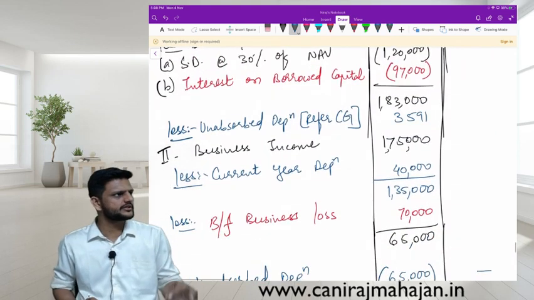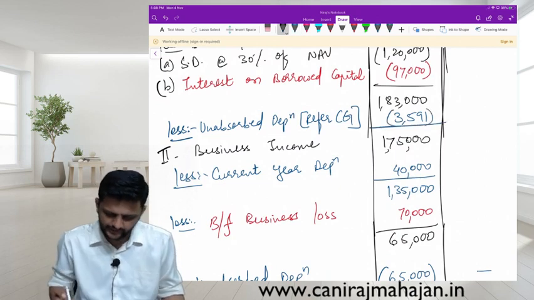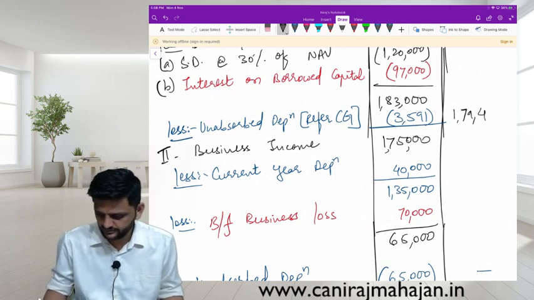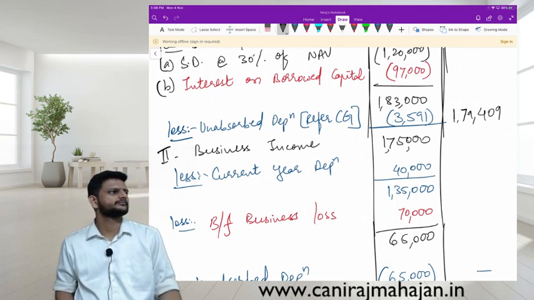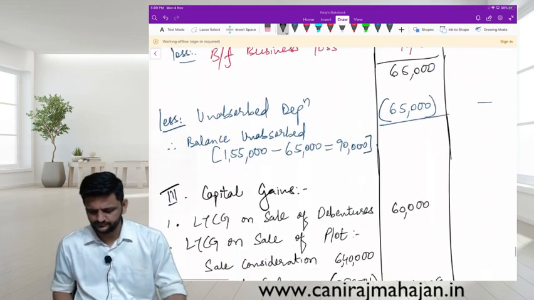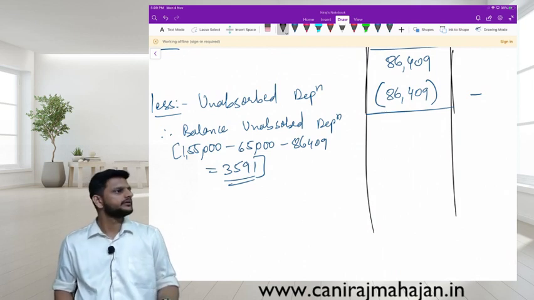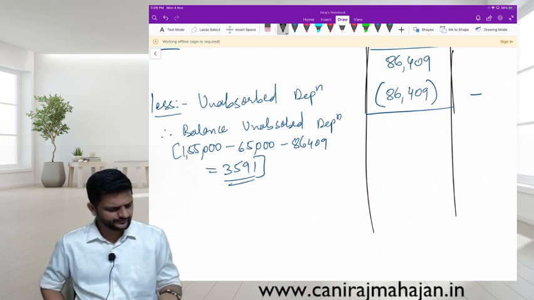We will write it as notes, just remind me after this, okay? 3,591. Now take it out of the column. HP 1,79,409. Everyone? NTI is the same. Tax level will be different if you don't reduce it from LTCG, and that will make a big difference, no? In the competition. Done? Anything else?